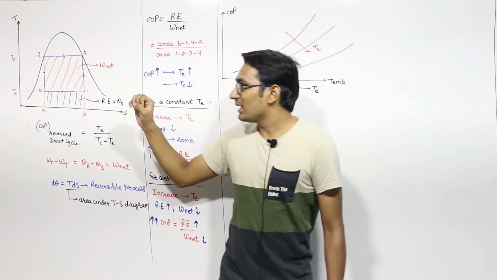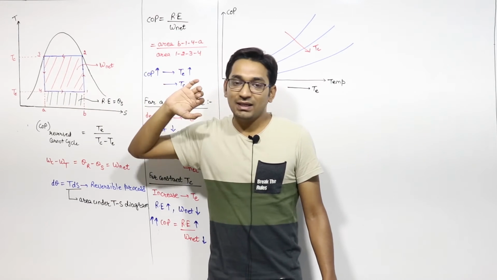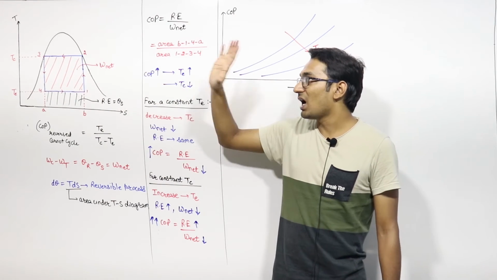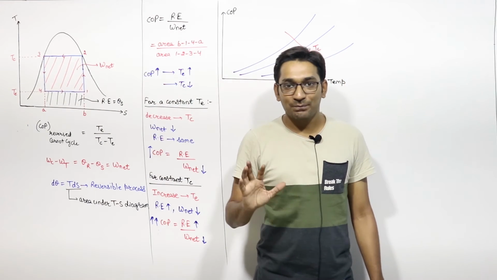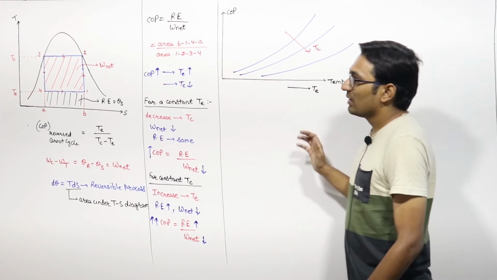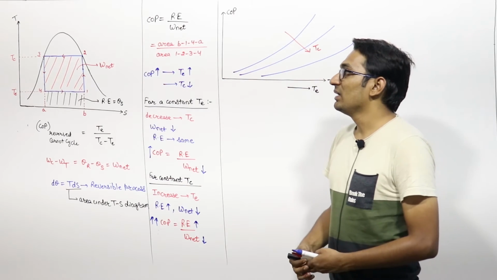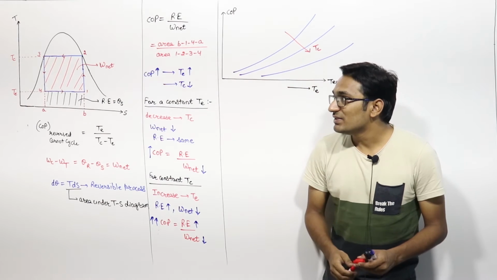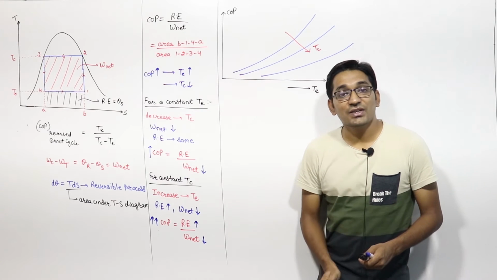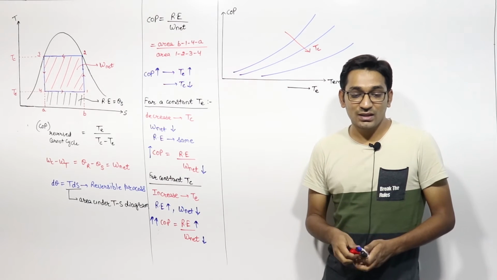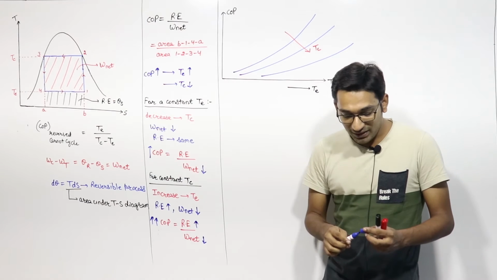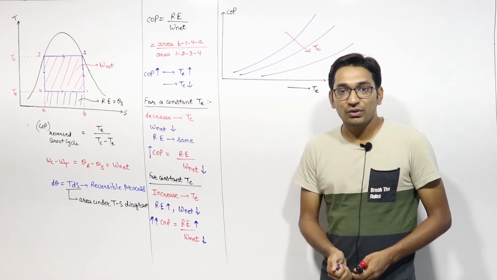Then what are the practical difficulties with this Carnot cycle? Why are we not using this Carnot cycle? We have to see, right? We will discuss what the practical limitations of this Carnot cycle are, and why there is a need for the reversed Brayton cycle or the reversed Rankine cycle.